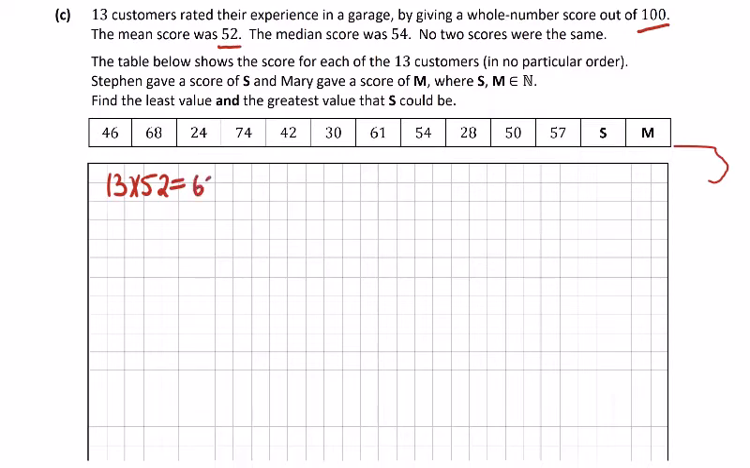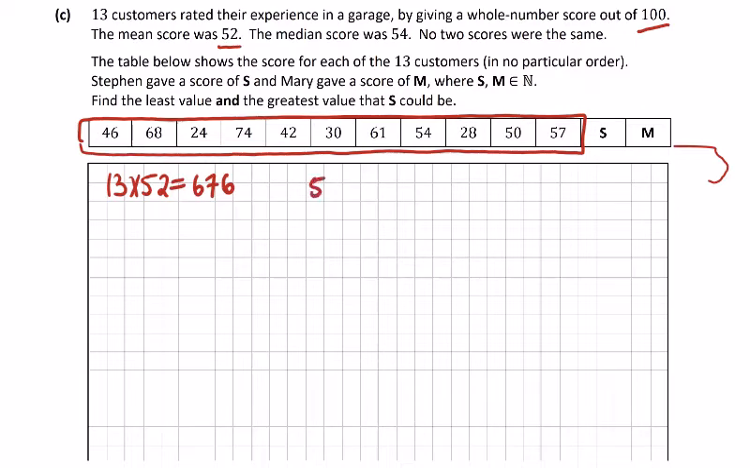$650 and 26 is 676 will be the total. Let's work out what these add up to. All of these guys into a calculator. It's giving me 534. So 534 plus S plus M must be equal to 676. So here's our starting point. S plus M have to be equal to 142. So what are we told here?